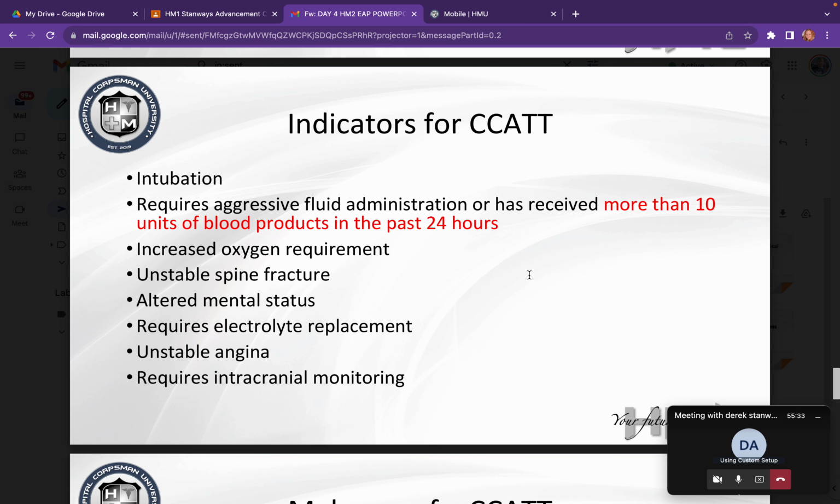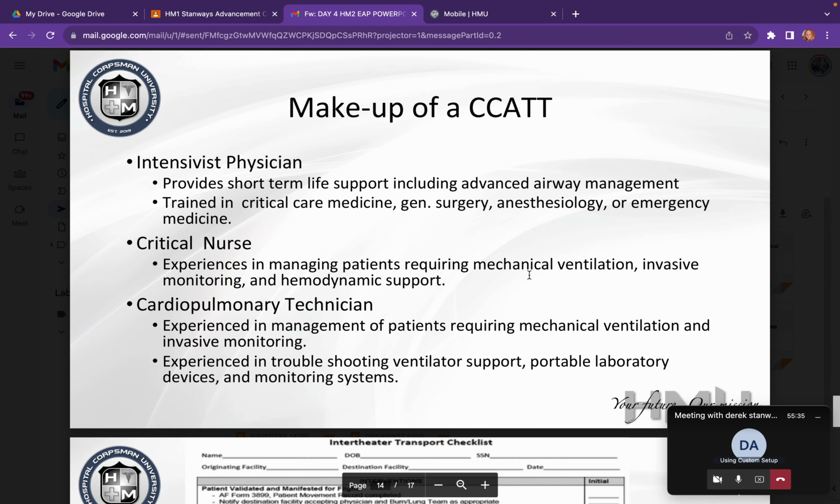Alright, so this is what I talked about before, the makeup of a CCAT team. So you have your intensive care physician, which is usually a pulmonary critical care doc, general surgeon, or some type of emergency medicine-based provider. You have your critical care nurse, and then your cardiopulmonary technician. Like I said before, for management expectation required mechanical ventilation and invasive monitoring. Experience in troubleshooting ventilator support, portable laboratory devices, and monitoring systems. Is this Air Force personnel or Navy personnel? Air Force.